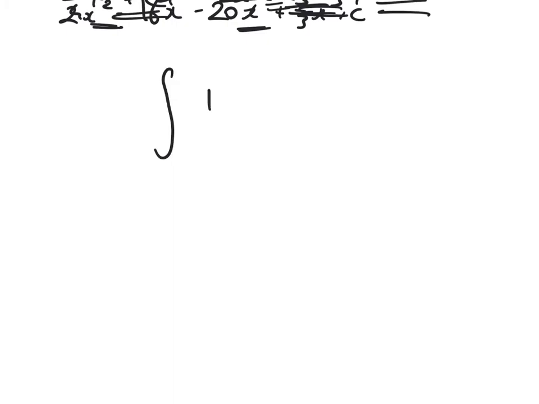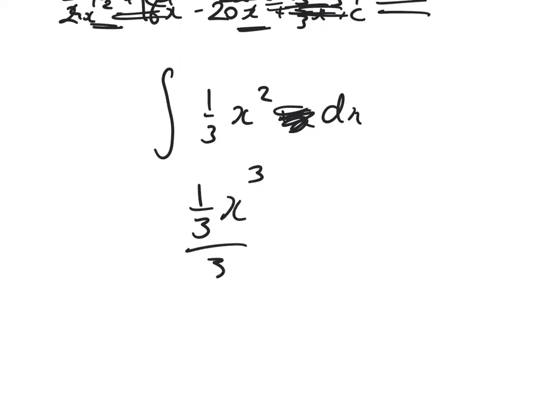Okay, let's integrate 1/3 of x squared. So that will be 1/3 x cubed over 3 plus c. If you think about a third of a pizza, if you then divide that into 3 bits, you'll get 1/9 of a pizza, so that's 1/9 x cubed plus c.